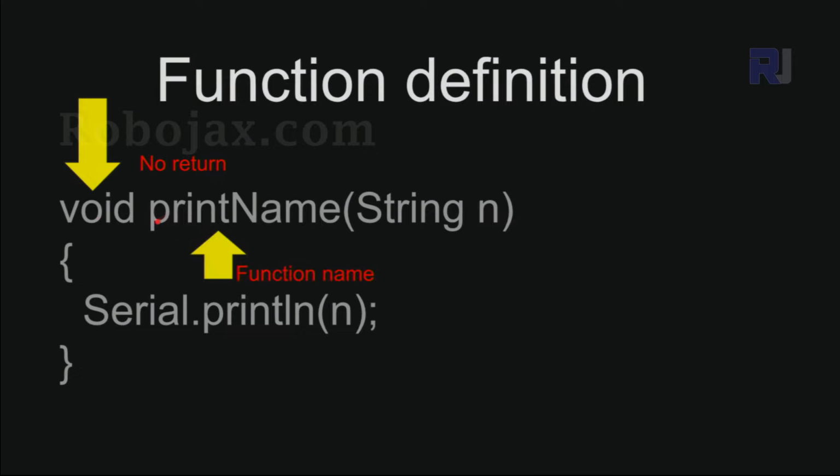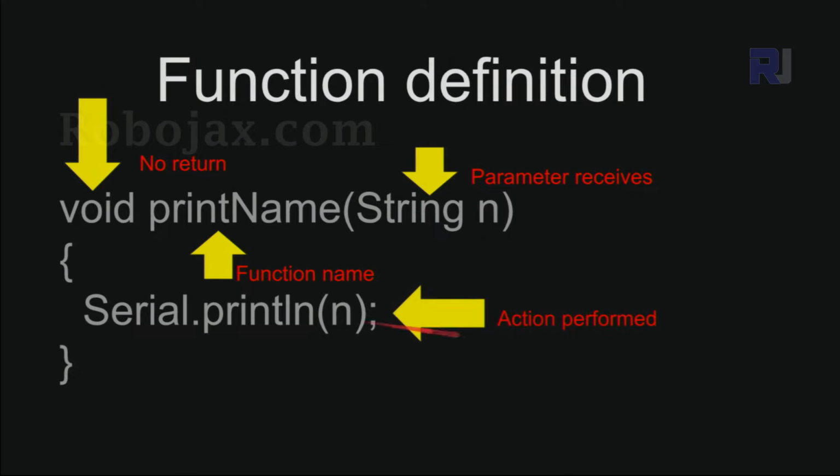In order to name a function, for example, the function name cannot start with a number, cannot have a space, and cannot use reserved names, for example, void, loop, and other names that are reserved for the Arduino. Then opening and closing parenthesis, and here this is called a parameter that it receives, and this is the action that this function performs. It just prints this. It gets in whatever comes here, and it prints it on the serial monitor.